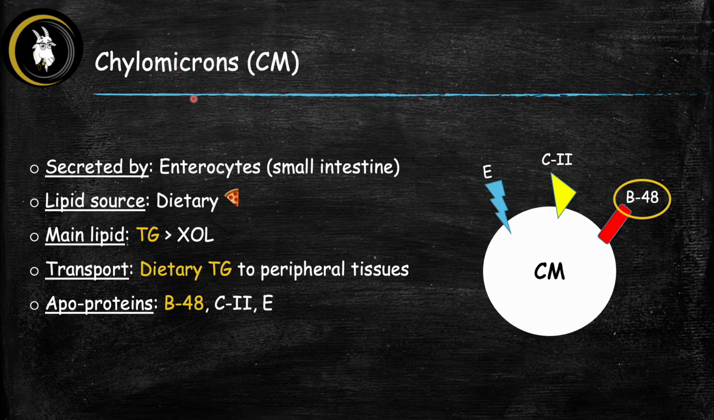These lipoproteins are made by the enterocytes. And remember, enterocytes are the cells that line the small intestines.